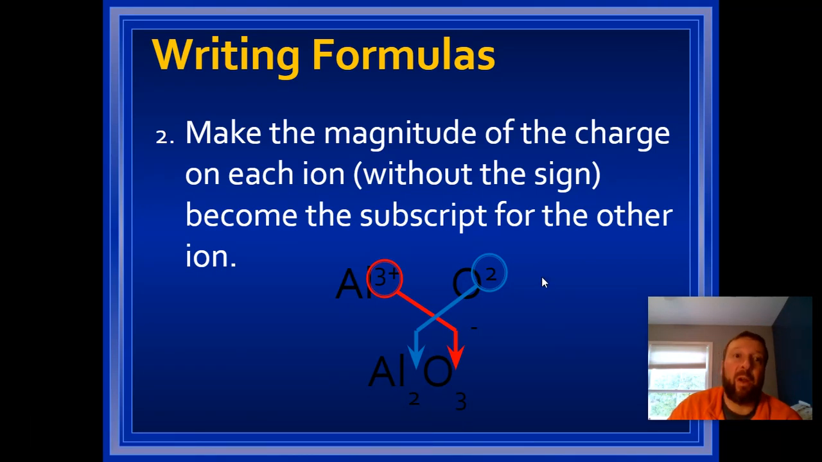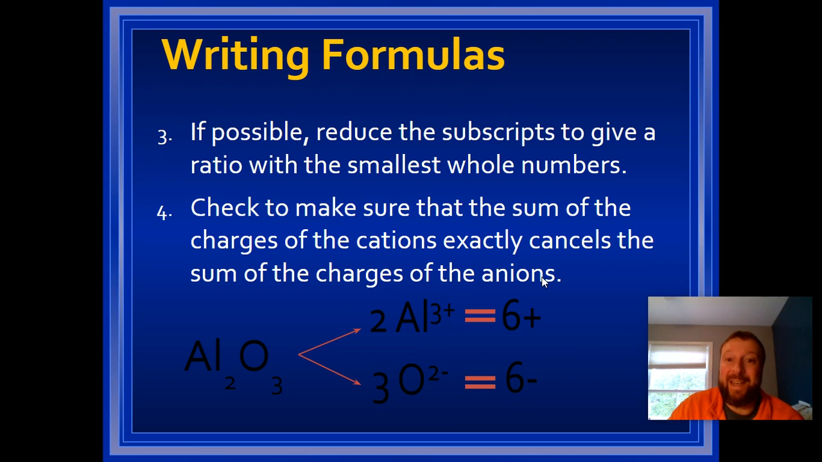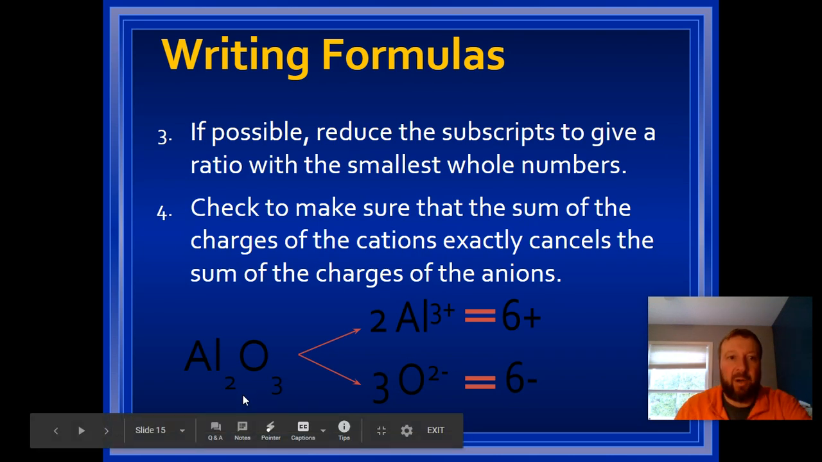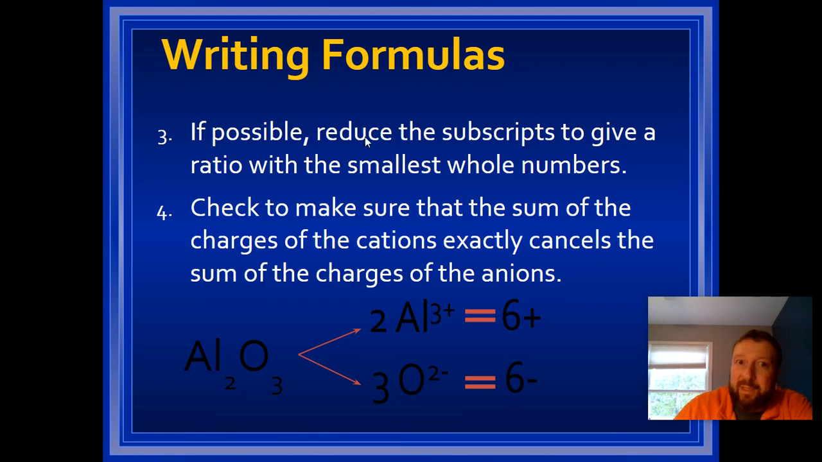What we know about all ionic compounds is the net charge will be 0, and that's really why you're doing that little crisscross method. In part 3 here, it says, if possible, reduce the subscripts. If I had a 2 and a 4, I would reduce it to a 1 and a 2. If I had a +2 and a -2, I'd reduce it to 1 each.